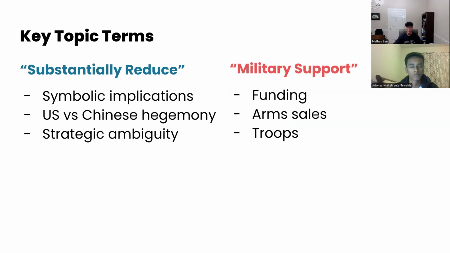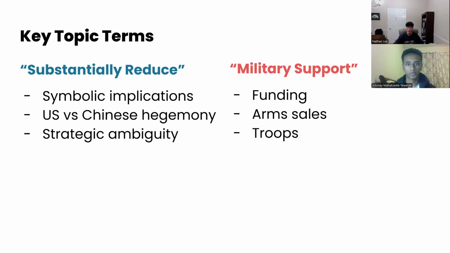Two key topic terms: first, that substantially reduced part. There's a lot of symbolic implications here between tensions between the US and China that can carve the path for some really strong perceptual arguments. The second, leading off of that, is just some basic power dynamics between what the United States and China's struggle for hegemony is going to look like once we pass or negate the resolution. And then the third part is the golden balance between maintaining peace with China without provoking them, and that term is called strategic ambiguity, which we'll get into later.